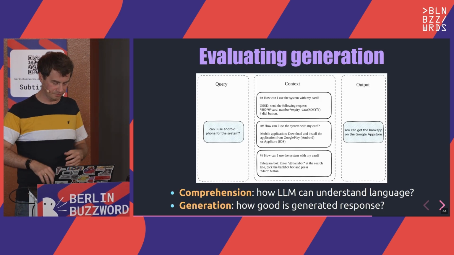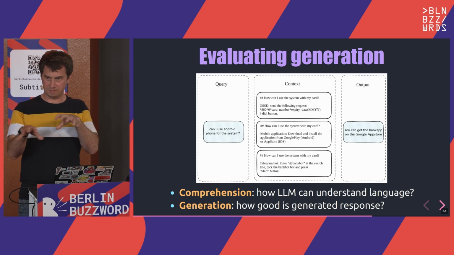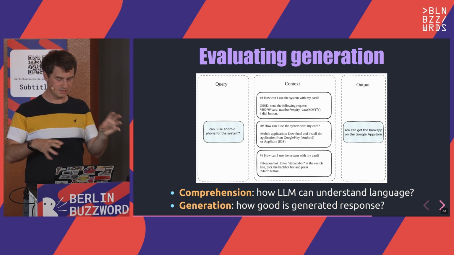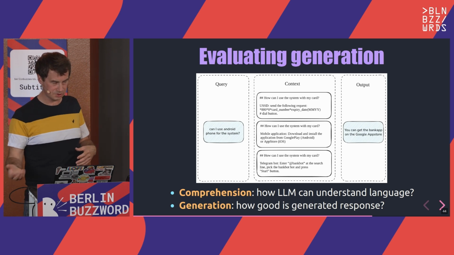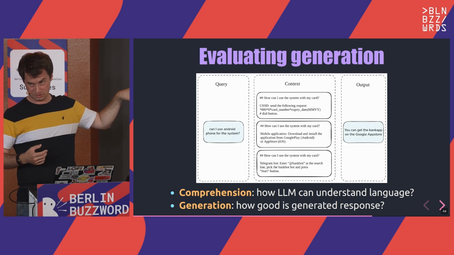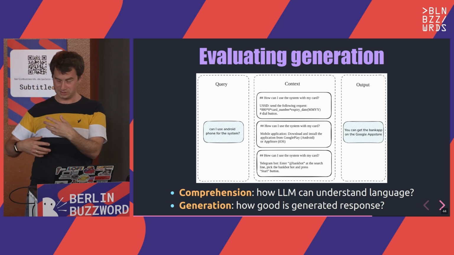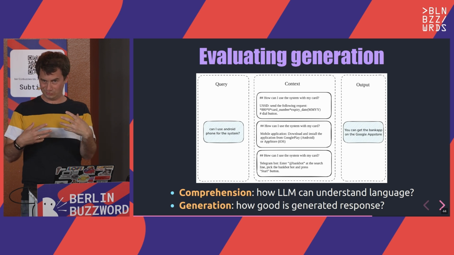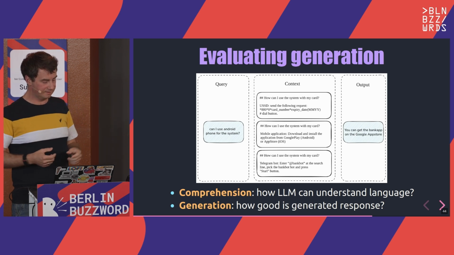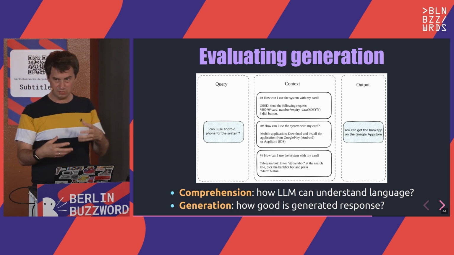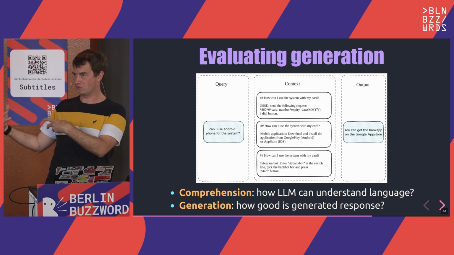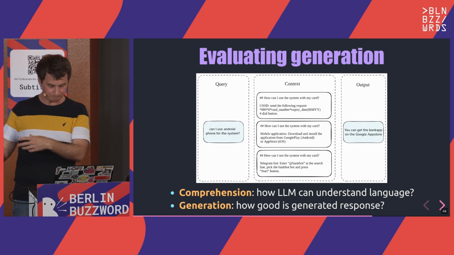To evaluate generation, there are two parts you can evaluate, so it's not purely generation. First, comprehension: how good your model is at understanding what you're actually trying to ask it to do. And the second one is how smoothly you can generate, how grammatically correct the answer is.